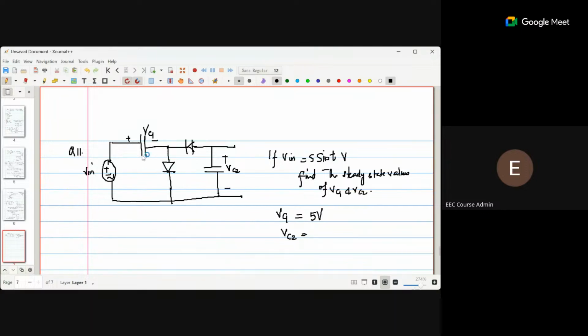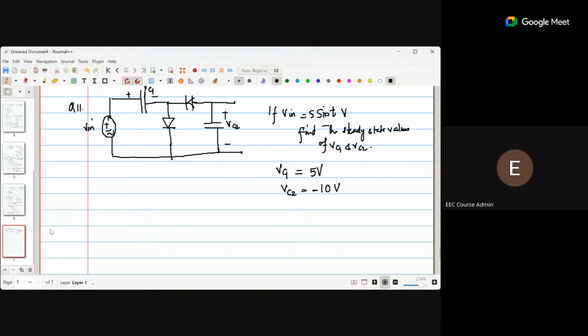And VC2. So when this one is charging in this way, plus towards the bottom and minus towards the top. But since the polarity of VC2 is given as plus at the top, here it will result in a negative value. And what will that be? 2 Vm. So it will be minus 10 volts. And one more question on that.